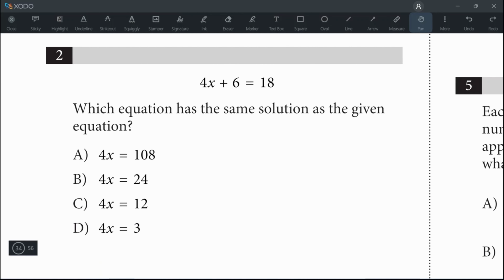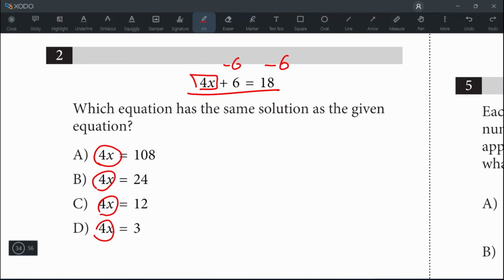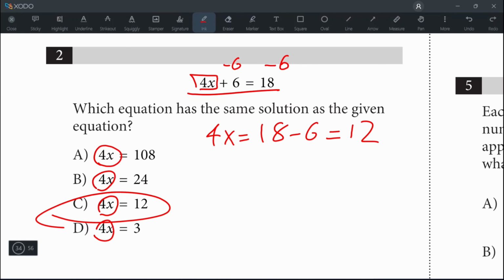Now what about the second question? Which equation has the same solution as the given equation? So first let's have a look at the choices. Realize that all the choices are solved for 4x, right? All of them are solved for 4x. So what we're going to do here is that we'll solve for 4x as well. In order to do that, we'll have to subtract 6 from both sides. So we'll have 4x equal to 18 minus 6, which is the same as 12. So the answer is C. And the topic of this question is solving equations.